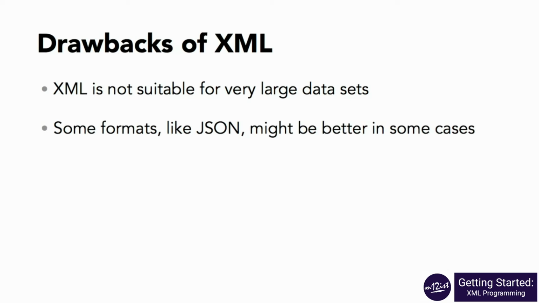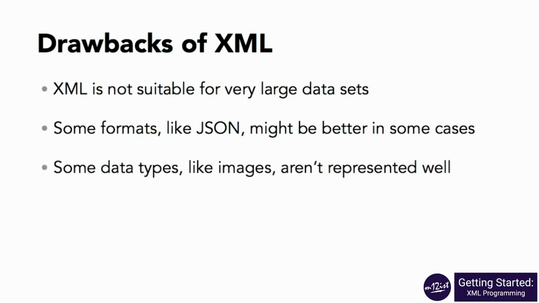Some data formats like JSON might be better in some cases depending on how you're going to use the data. If you know that the data is going to be used in a JavaScript execution environment, for example, there are some cases where JSON just might be more efficient. Some data types, like images, aren't represented well in XML because it's a text format. There is a way to do this. You can encode images and insert them into XML documents, but that gets pretty unwieldy pretty quickly, and even though it's possible, it may not always be the best way of doing it.